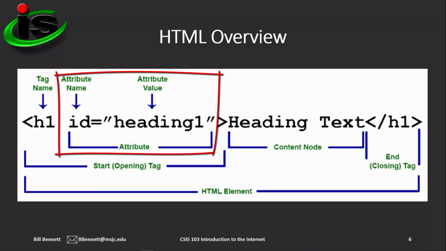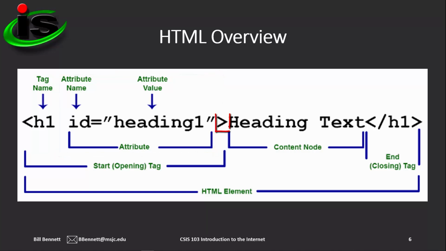This ID attribute can be used to automate the creation of a table of contents, where users click the heading 1 link in the table of contents and then are taken to this heading in the HTML document. After the attribute, you see the right angle bracket. That completes the opening H1 tag.